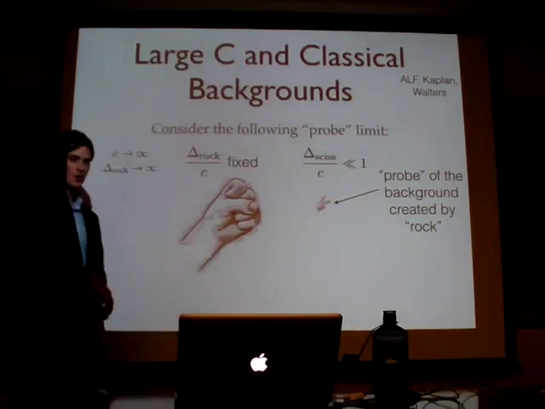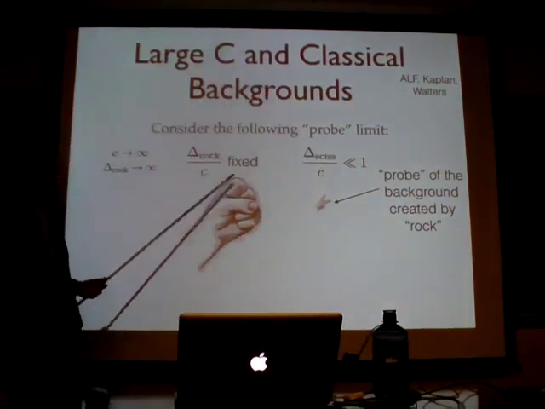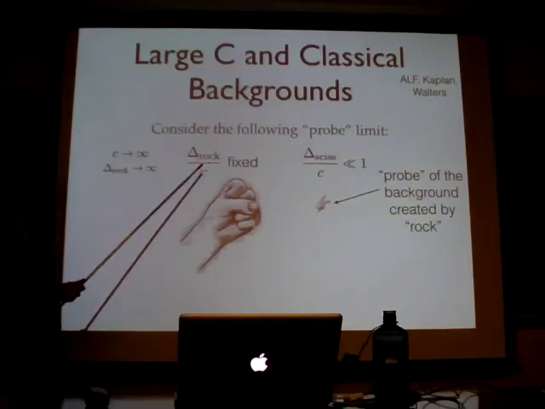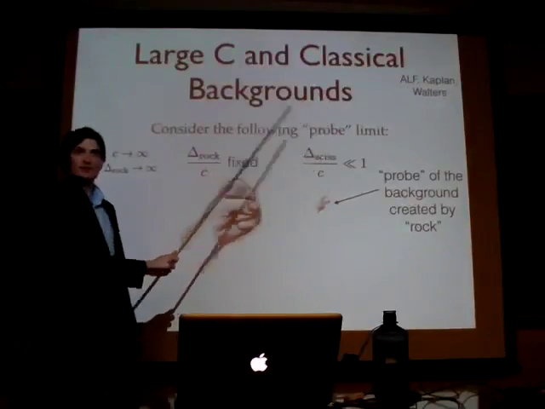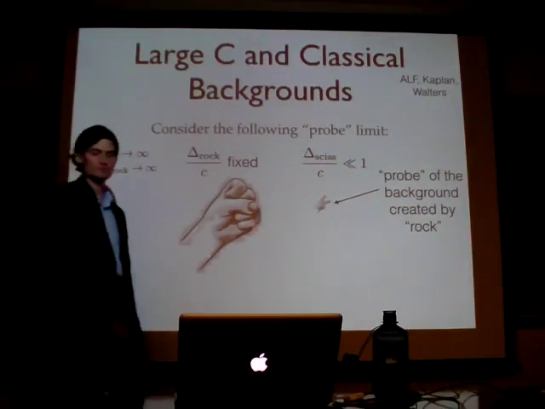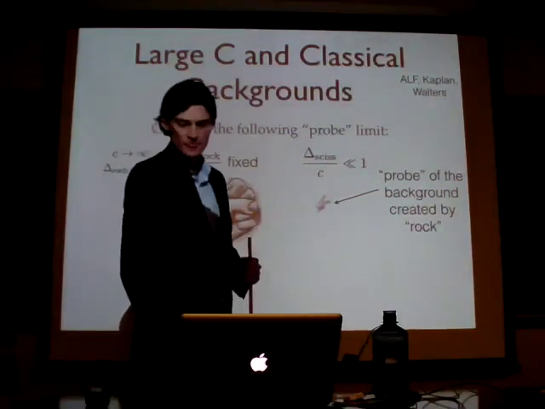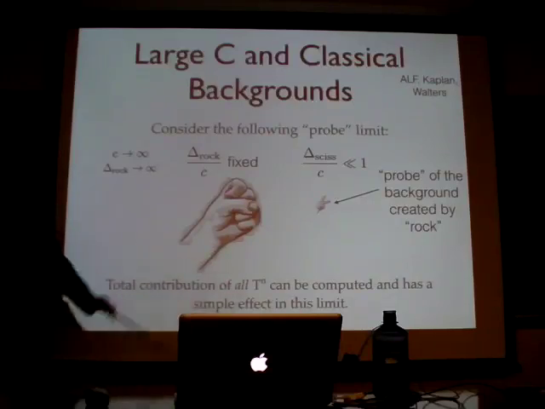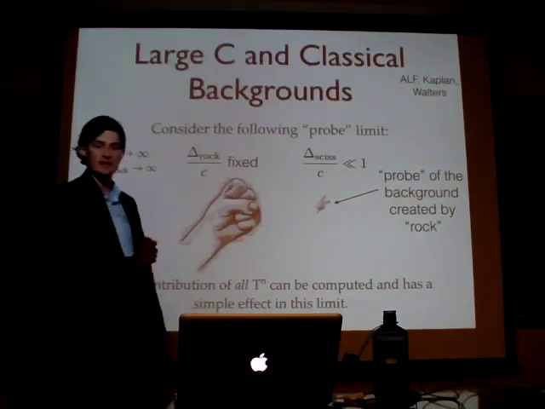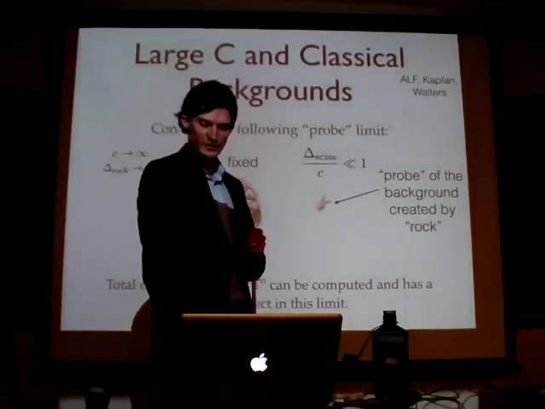Good. So, all right, I'm going to look at the probe limit. I mentioned I'm going to take the dimension of the heavy operator, over c, fixed. I want to probe this with a little light operator, so I'll take its dimension to be very small. And I'll look at the 4-point function, 2 of these and 2 of these. And in this limit, the total contribution of all these powers of the stress tensor will be computed and has a very simple effect. Now I'll give you the basic idea for the argument.